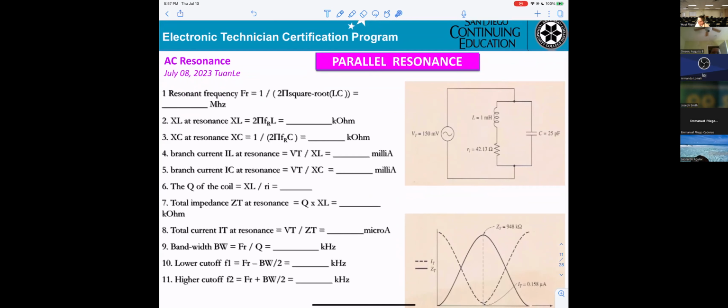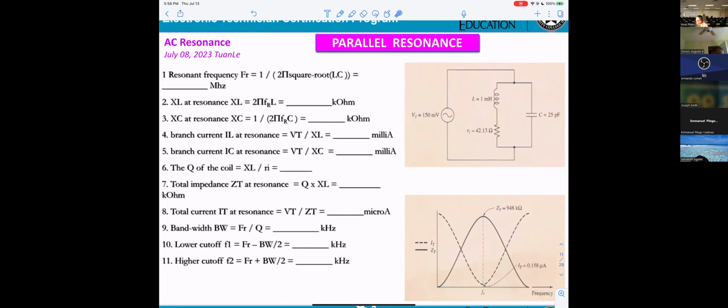Okay. Now we go to parallel resonance. It will be the same thing in parallel resonance, but they want the maximum impedance and the minimum current. That is the difference. If you're looking here, this is for the impedance, maximum, and this will be the current, minimum. So you understand me. If you want maximum current, then the circuitry has to be series. However, if you want maximum impedance, then you have to use the parallel circuit.